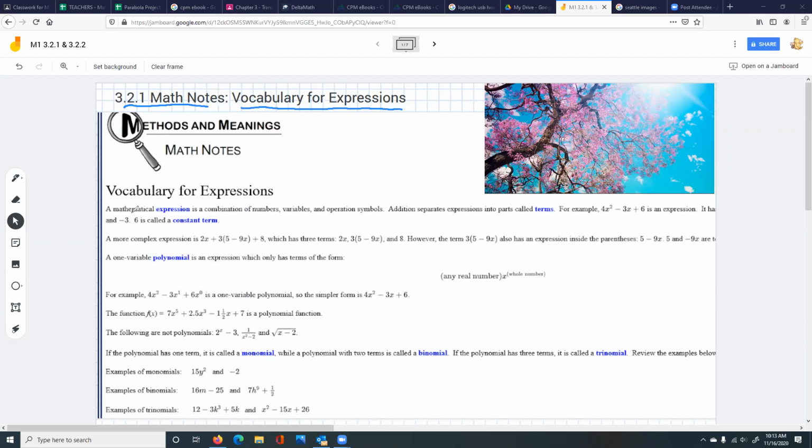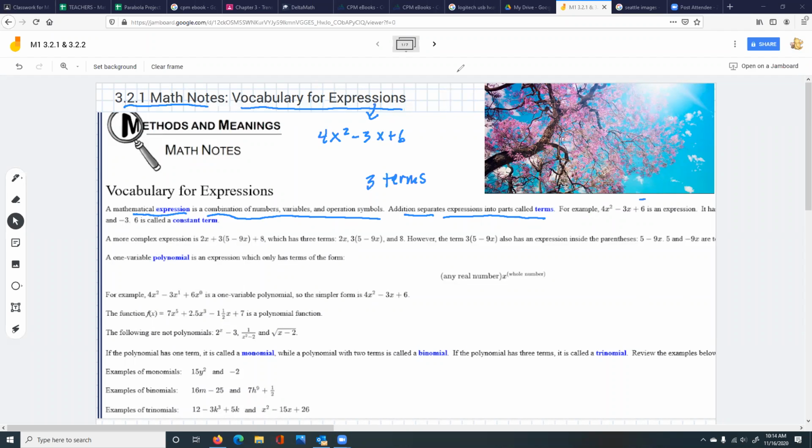What is a mathematical expression? You're not going to write all of this down, but whatever you think is important, go ahead and write down. An expression is a combination of numbers, variables, and operation symbols. So numbers, letters, and plus and minuses, or division, multiplication. The addition or subtraction signs separate the expression into what are called terms. For example, go ahead and write this down: 4x squared minus 3x plus 6. That is an expression. And how many terms does this have? This has 3 terms.